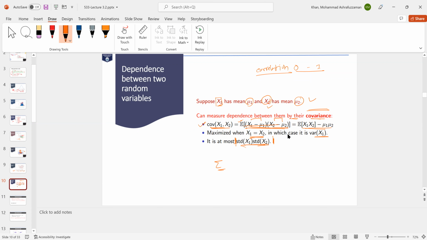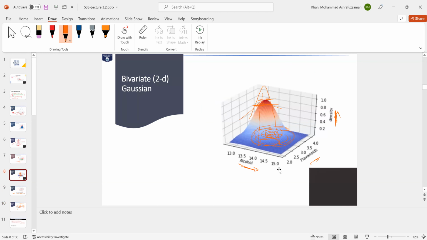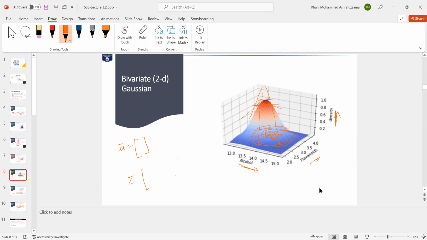Okay, so we are talking about the multivariate Gaussian distribution. Now, if we want to define a multivariate Gaussian distribution, we define it using a vector mu, which is a vector, and a covariance matrix, which is a matrix. Now, this covariance matrix has entries for how the features are related.